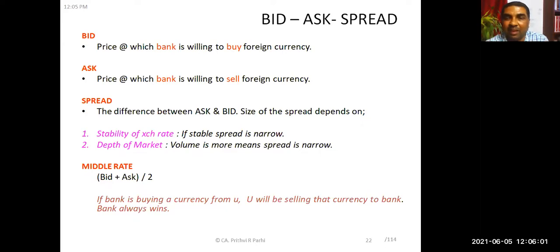And you have to keep this thing in mind. If the bank is buying currency from you, you will be selling that currency to the bank. And always it's the bank who wins. Why does the bank win? Because the margin goes to the bank. The bank gets money out of this transaction. And when I say bank, I am exactly referring to the forex dealer. Here bank means the forex dealer.